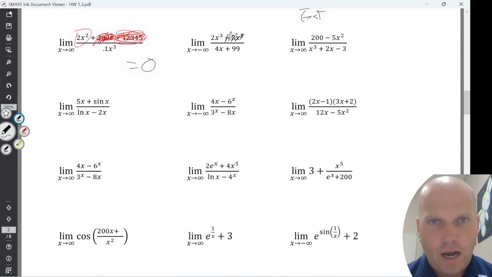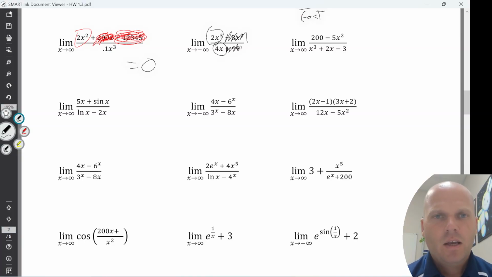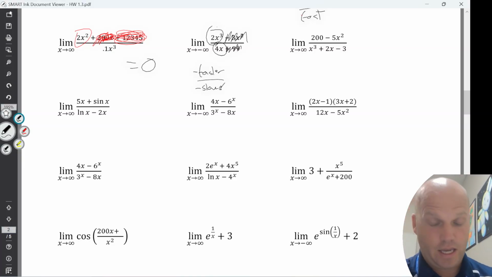All right, so I don't care about that. It'll be a much smaller number compared to that. It'll be insignificant. I don't care about the 99. I care about the negative infinity being cubed. So I have a negative faster over a negative slower, or you could see that if you cancel the x, you'd get x squared. But I like to do this just in case we can't cancel. So negative faster over a negative slower would be a positive infinity.